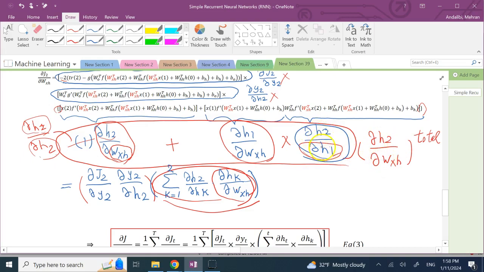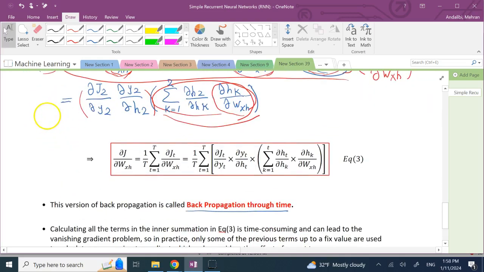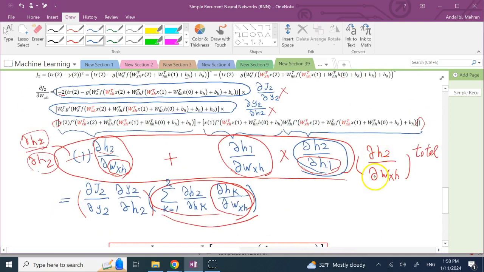When we look at all the effects of these previous h's as well, we call it backpropagation through time. So if you want to train your network, you need to first calculate all of the h's. All of the h's have to be calculated. Because as I said, this one is h of 1, and this one here is h of 2.